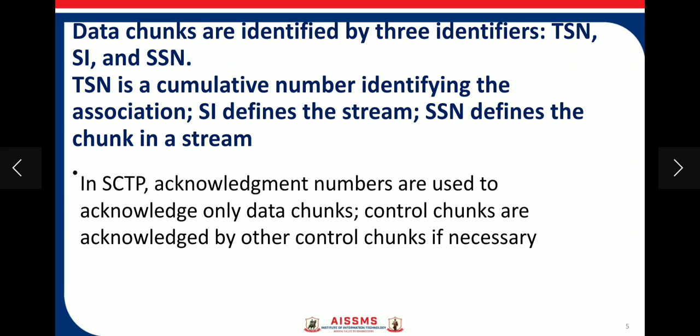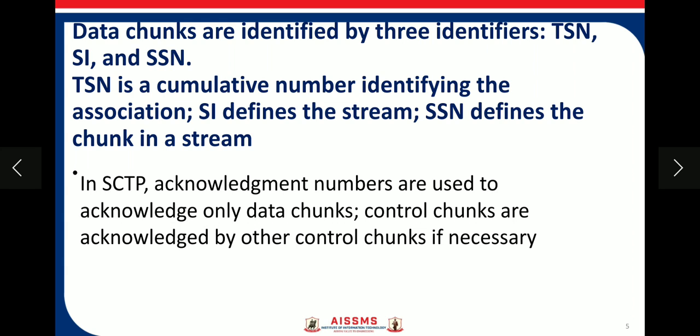It has some features like the transmission sequence number, TSN, then the stream identifier, SI, and then the stream sequence number. TSN: the unit of data in SCTP is a data chunk, which may or may not have a one-to-one relationship with the message coming from the process because of fragmentation. The data transfer in SCTP is controlled by numbering the data chunks.